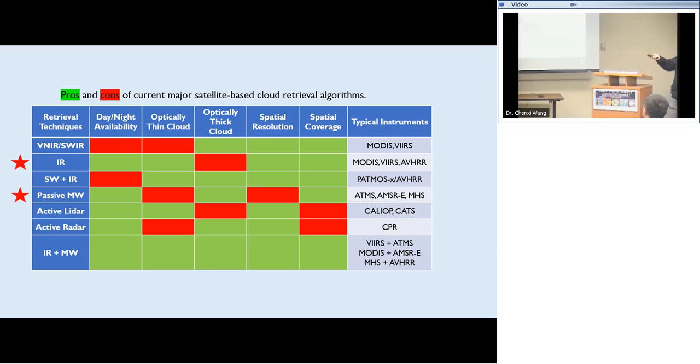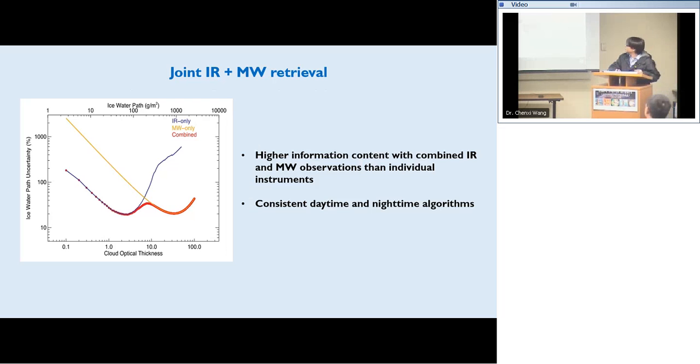For example, infrared sensors cannot handle very optically thick clouds. Microwave is not sensitive to very thin clouds. So if you combine them together, you can overcome all of these shortcomings. Here's another example of how the combined retrieval works.